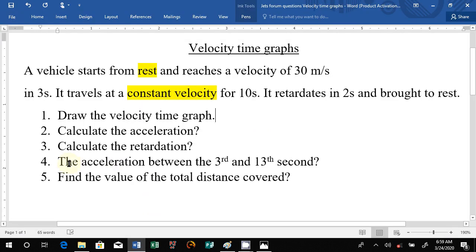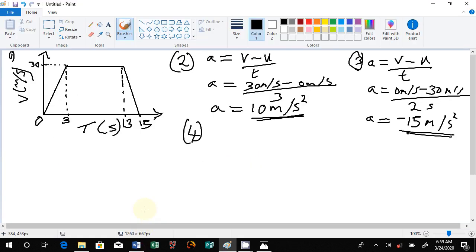It says the acceleration between the 3rd and 13th second. We go back to the graph. This is the 3rd, this is the 13th second, and there is a constant velocity. So the acceleration, we are saying, is a change, an increase in speed. Here the velocity was constant. There is no acceleration when velocity is constant.